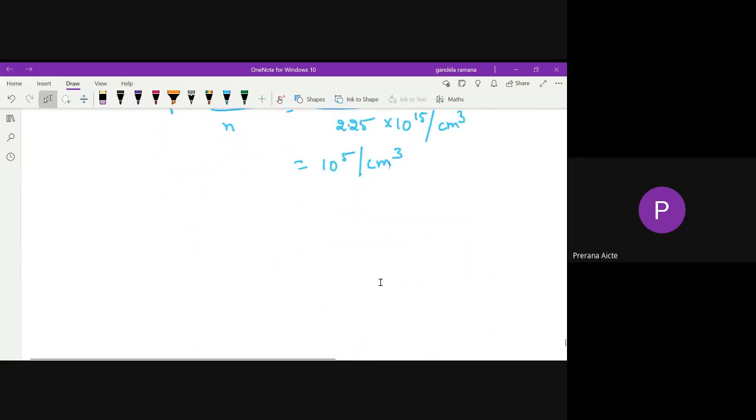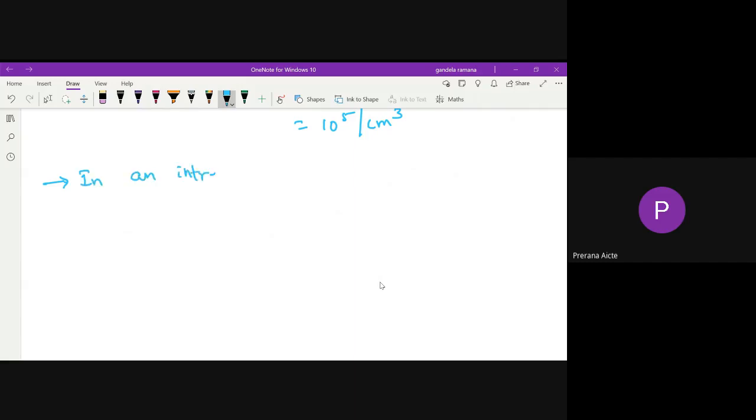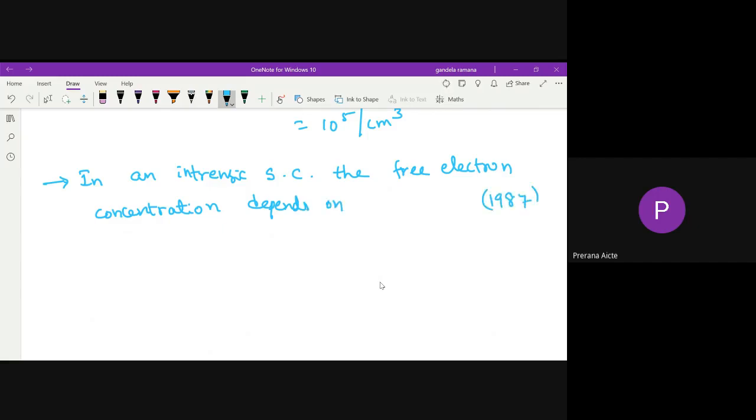Okay, next one. In 1987, the question was: in an intrinsic semiconductor, the free electron concentration depends on what? This is a 1987 two marks question.